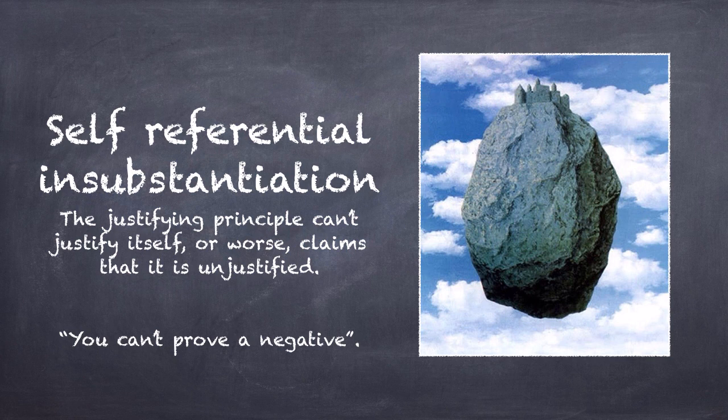The next variant of reductio deals with justifying principles. By justifying principle, I mean a claim about what kinds of propositions can be proven or not proven. Self-referential insubstantiation is a justifying principle that either cannot justify itself or claims that it is unjustified. One common instance of this is "you can't prove a negative." Well, structurally, the claim is itself a negative, so it claims it cannot be proven. One wonders then why one should listen to it. Also, there are lots of ways to prove negatives, modus tollens for one.